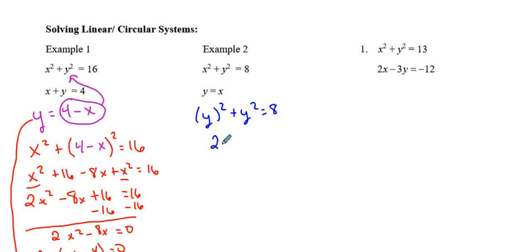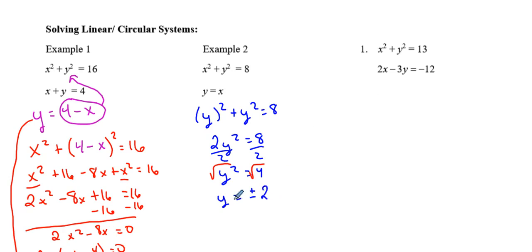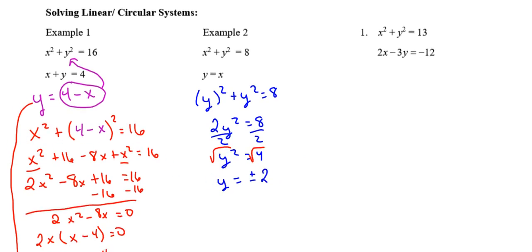So that gives me 2y^2 = 8. Divide them both by 2, and I get y^2 = 4. So y is equal to plus or minus the square root of 4, which is 2, because I'm going to take the square root of both sides. So again, that is two solutions.